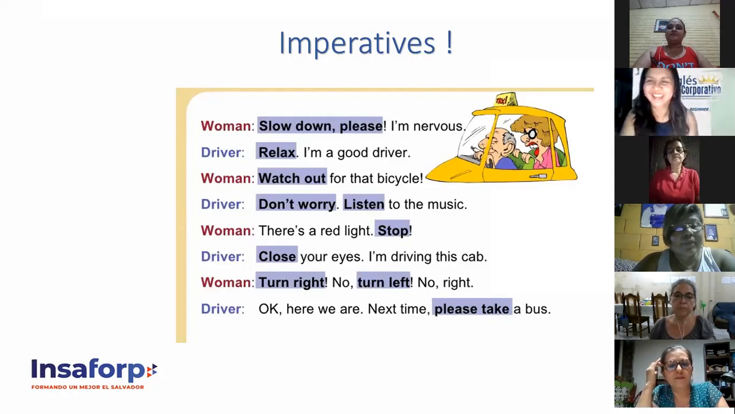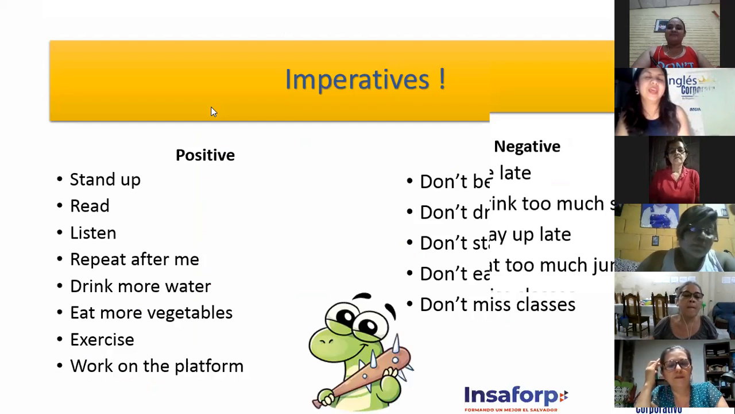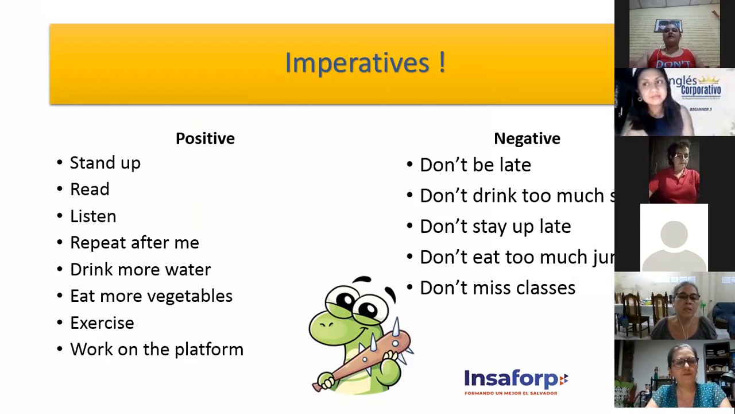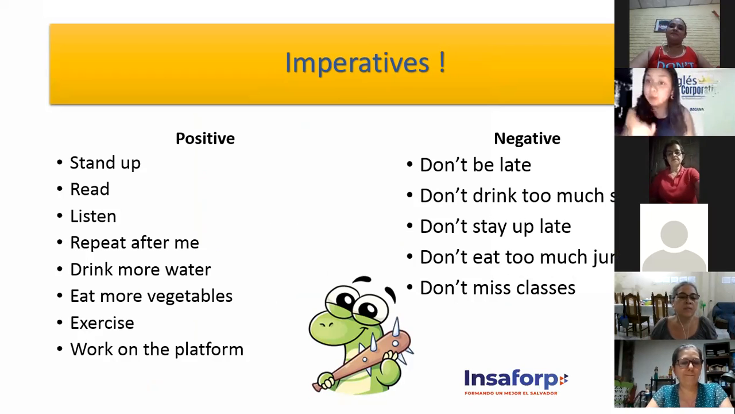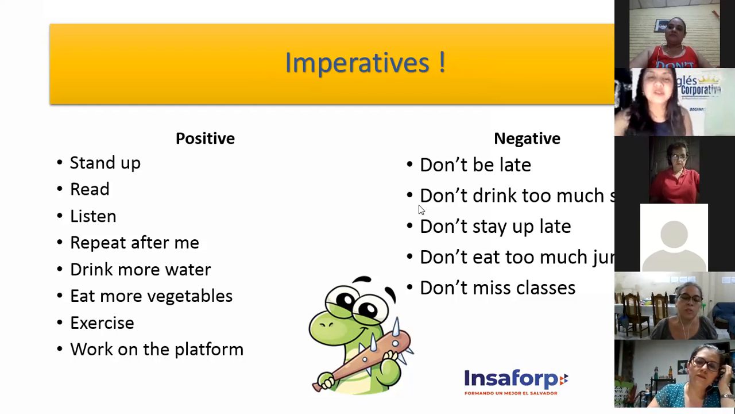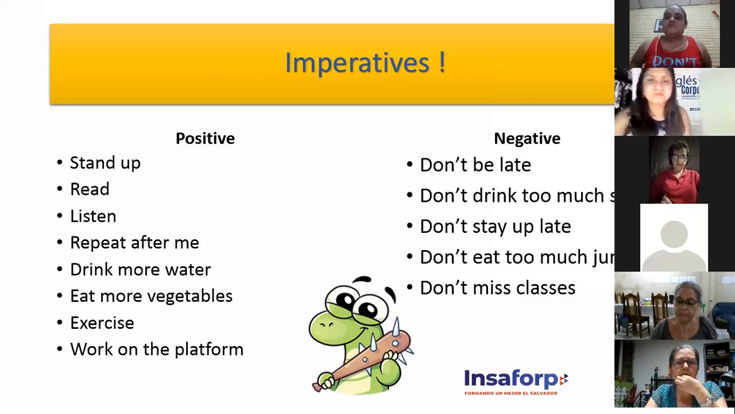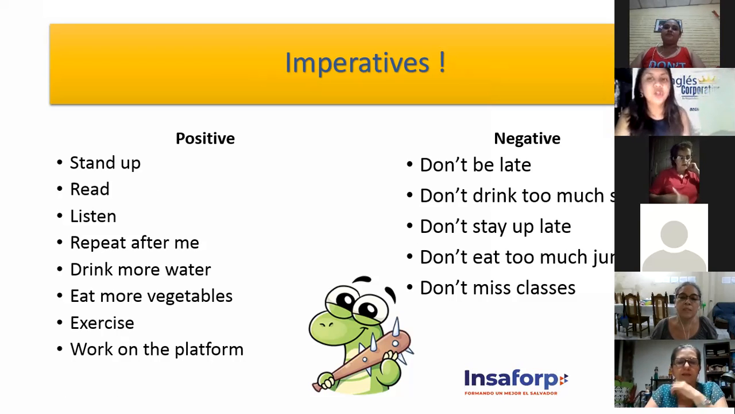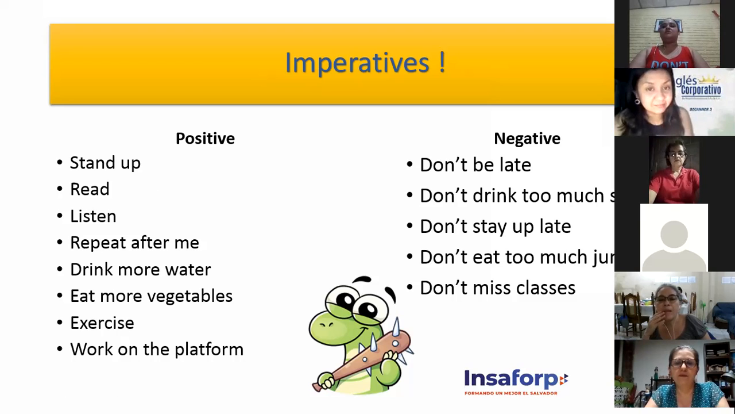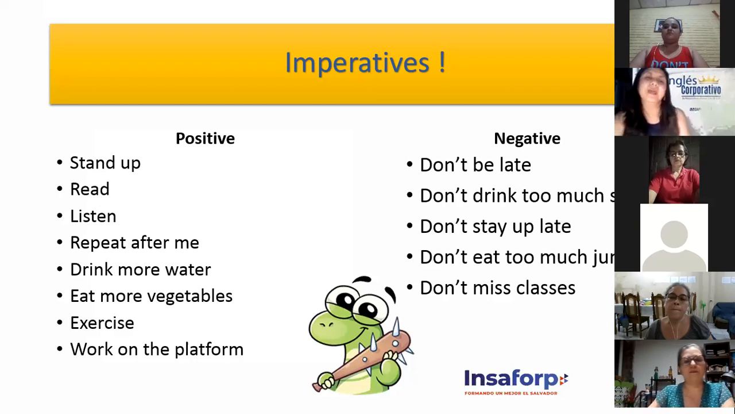Okay, the church again. The next slide. So here I have put some positive imperatives. For example, stand up, read, listen, repeat after me, drink more water, eat more vegetables, exercise, work on the platform. So those are imperatives, orders, instructions, or commands. Now, for the negative form, you just have to put don't. Examples: don't be late, don't drink too much soda, don't stay up late, don't eat too much junk food, don't miss classes. So you have to use don't and then the verb in the base form or infinitive form.